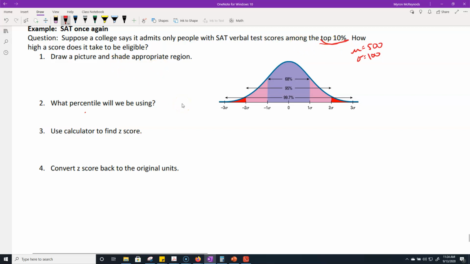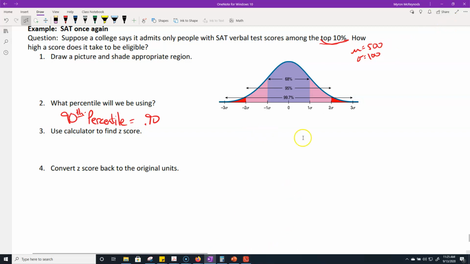So what percentile were we using? For top 10%, that would be the 90th percentile, because that means you defeated 90% of all people. The top 10% is the 90th percentile, which is 0.90, right? So I'm going to use a reverse calculation to find the z-score, and I'm going to use the Stapplet first.